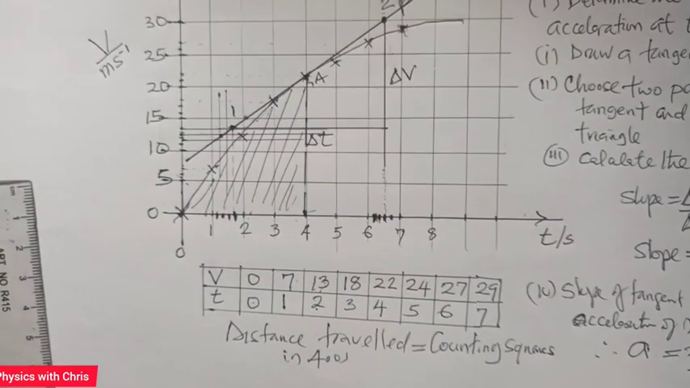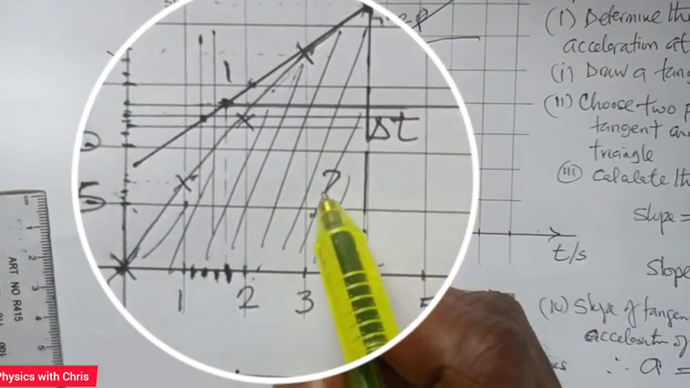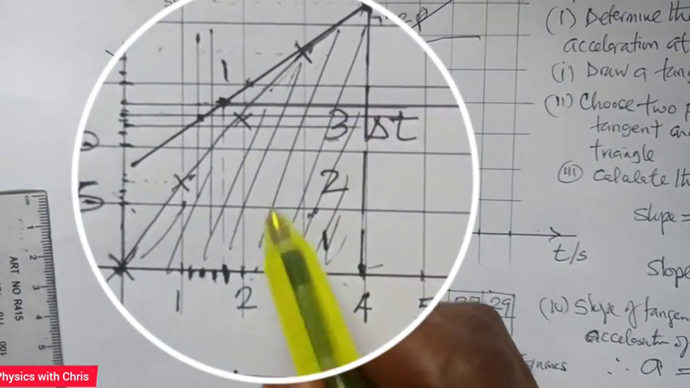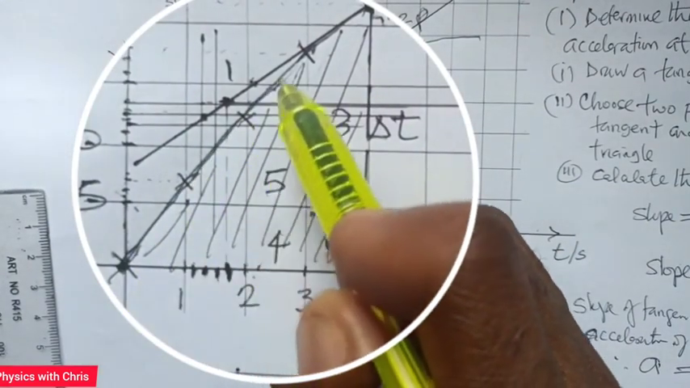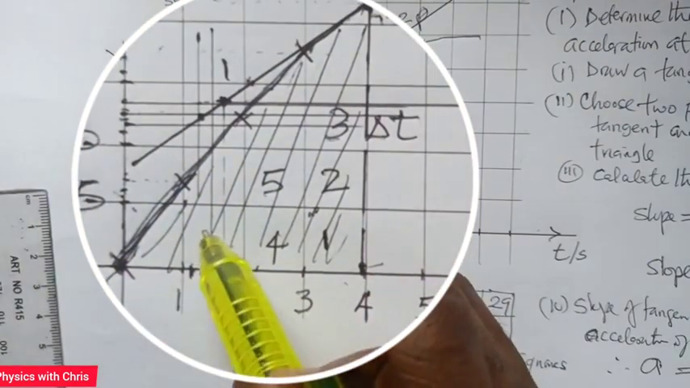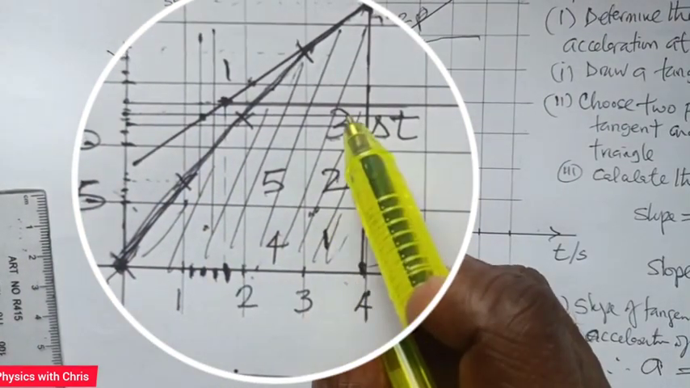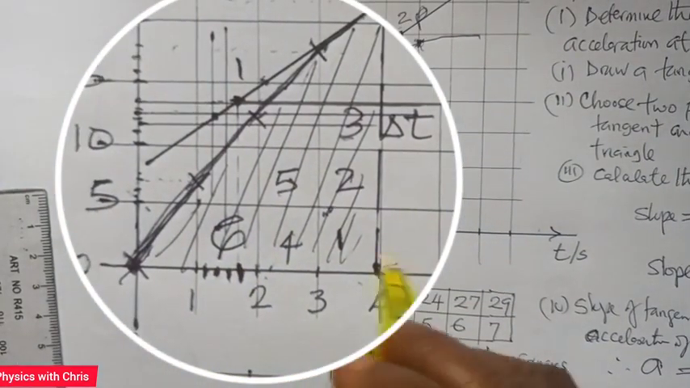Now, how many 1 by 1 squares are present? This is the curve I'm referring to here. Let me make it bold. This is a complete square. 1, 2, 3, 4, 5, 6 complete squares. So there are 6 complete squares.